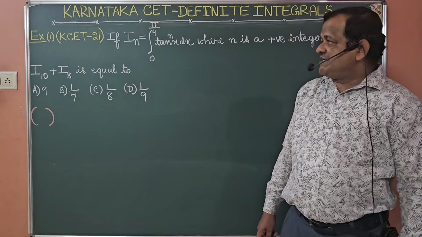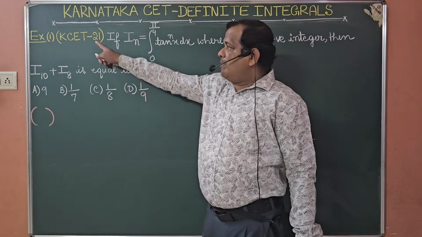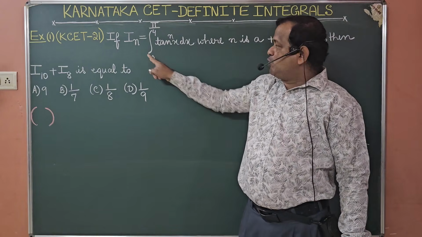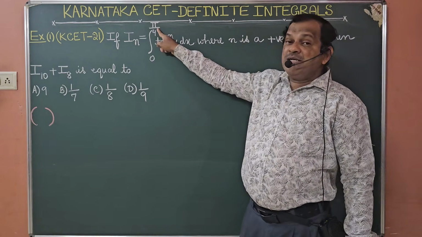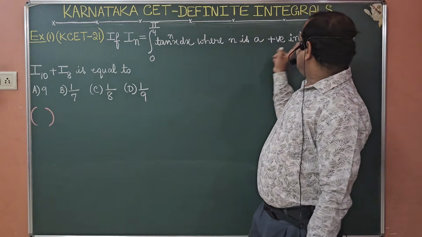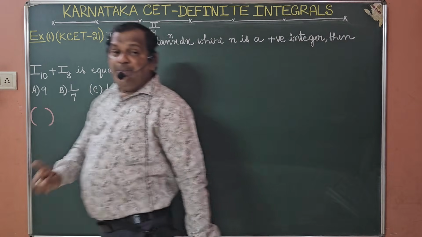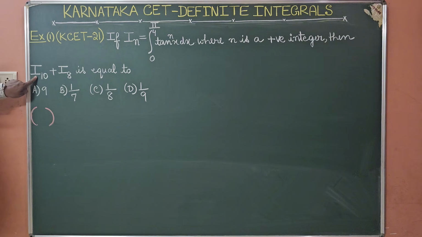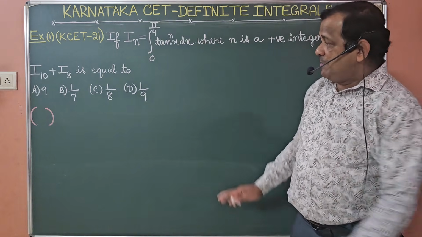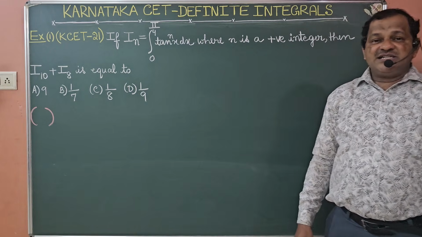Dear students, here is a question from KCET. If I suffix n is equal to integration from 0 to pi by 4 of tan power nx dx, where n is a positive integer, then find out I suffix 10 plus I suffix 8. So I will pause the video for a while and you kindly solve this sum.